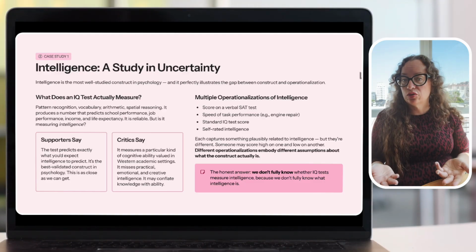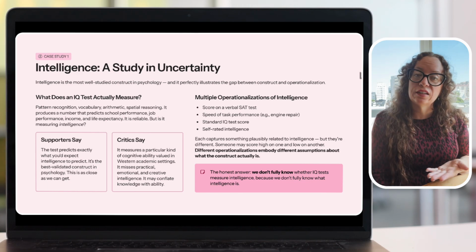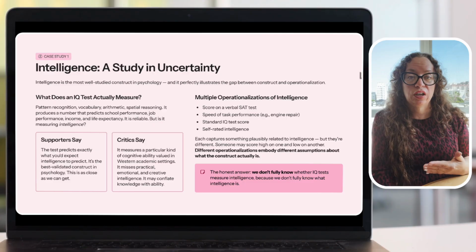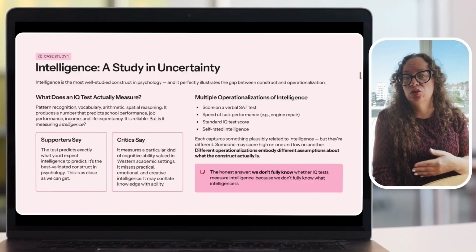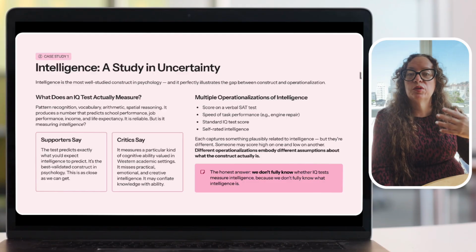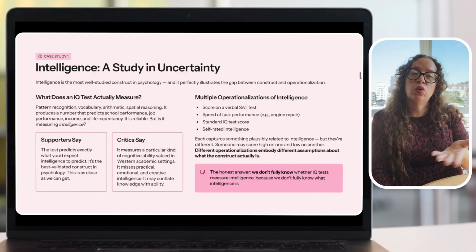So these are not settled questions. Psychologists have debated them for over a century, and there's no consensus on what intelligence actually is. And yet we have IQ tests. We have operationalizations. So what does an IQ test actually do? It presents you with puzzles and problems, pattern recognition, vocabulary, arithmetic, spatial reasoning, and it measures how well you do these puzzles.